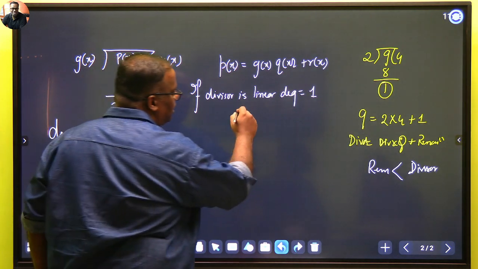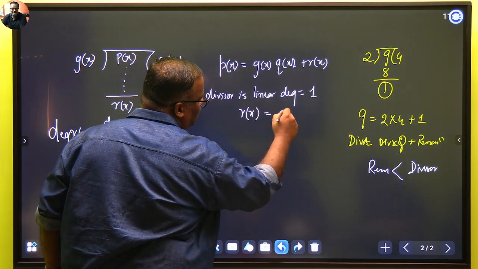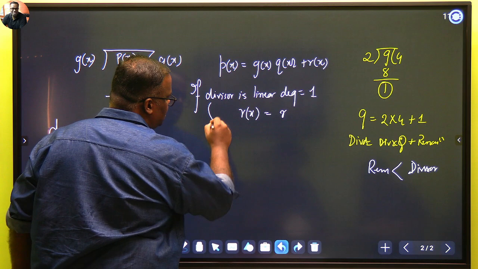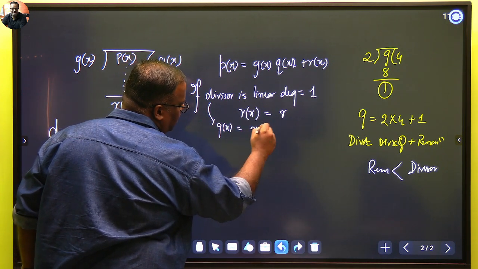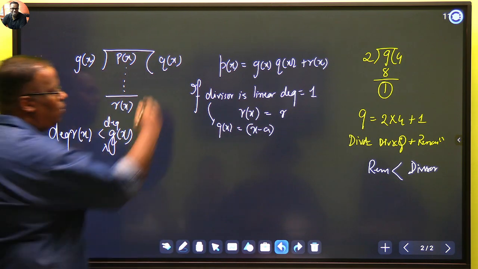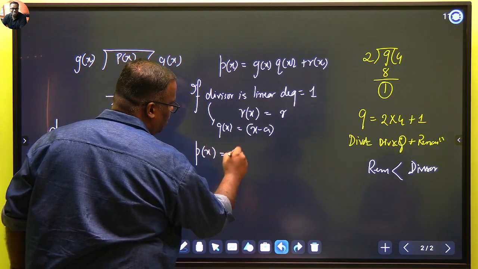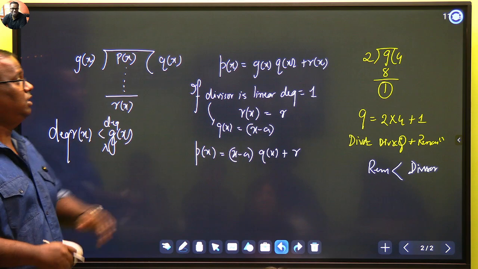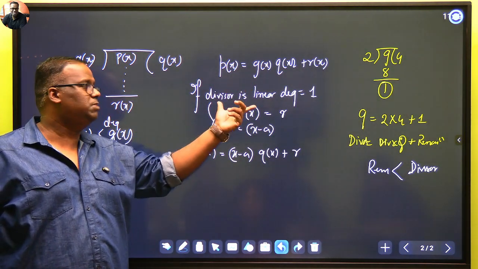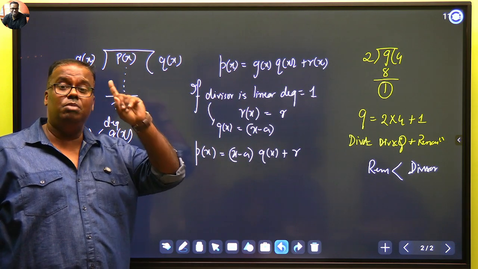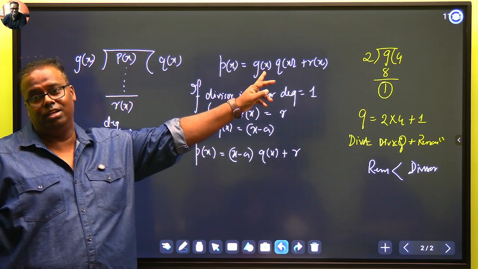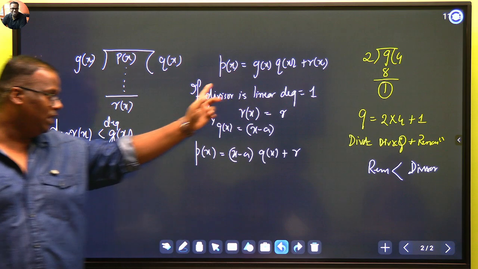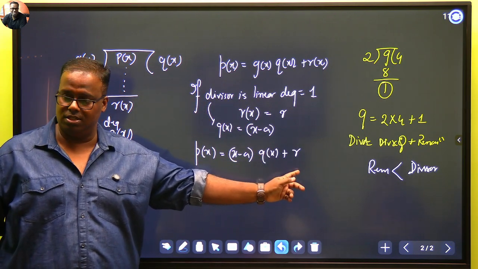Degree 0 means constant. So then the remainder we will no more write as r of x, but we will write it as r, because it becomes a constant. And let's say the divisor g of x, linear, we write it as x minus a. This is a linear polynomial. Now how does the equation look? P of x is equal to x minus a into q of x plus r. This was the parent statement. Then we made a specific statement: remainder theorem works only when the divisor is linear. Not always, only when the divisor is linear. So if you make the divisor linear, your remainder becomes constant. Clear?